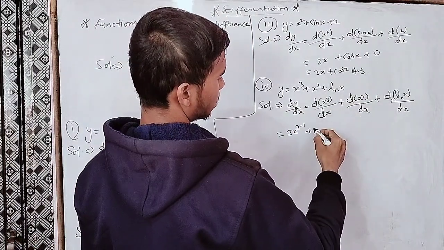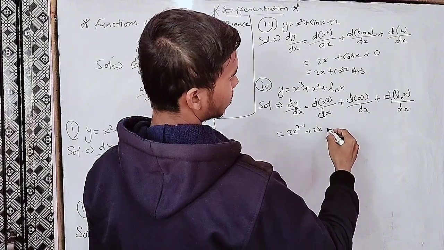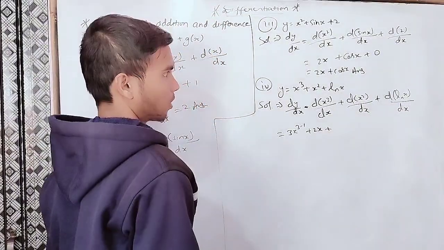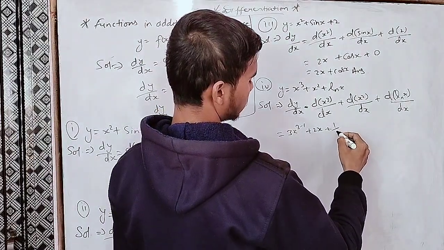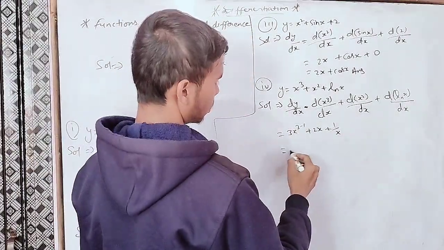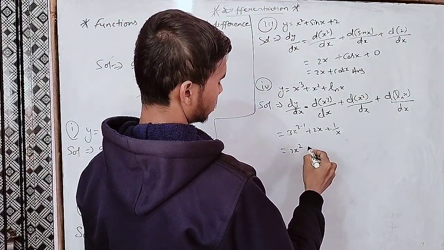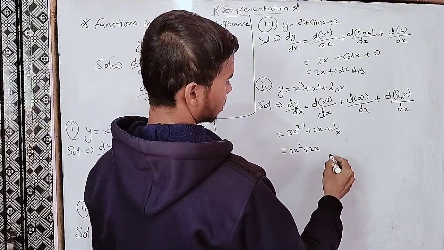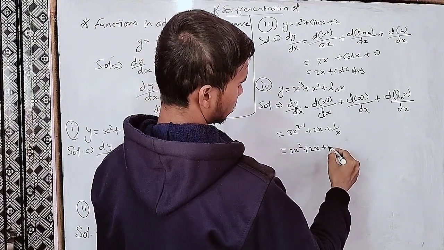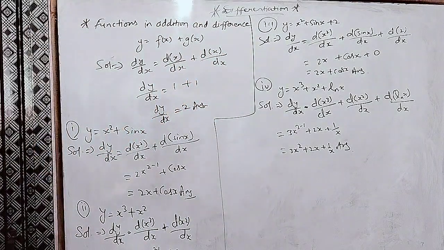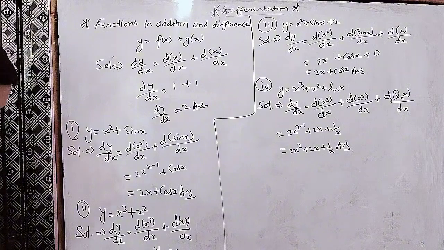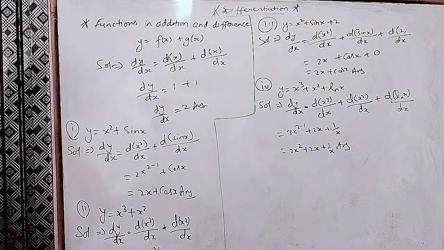Then we have x square. Then the differentiation of ln x is 1 by x. Got it? Yeah, okay. We have done.